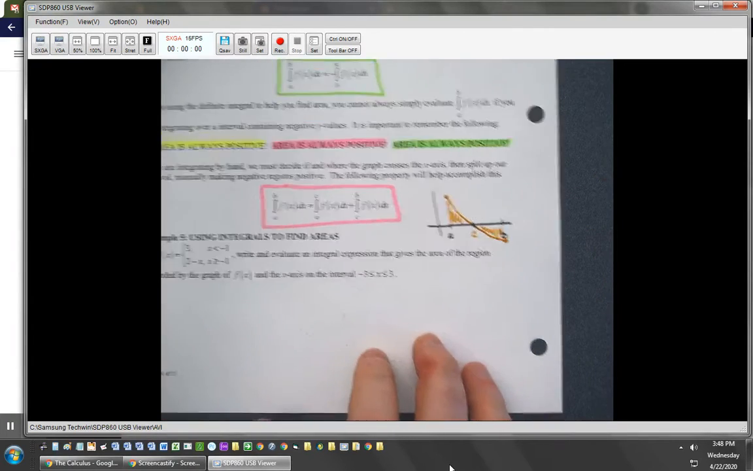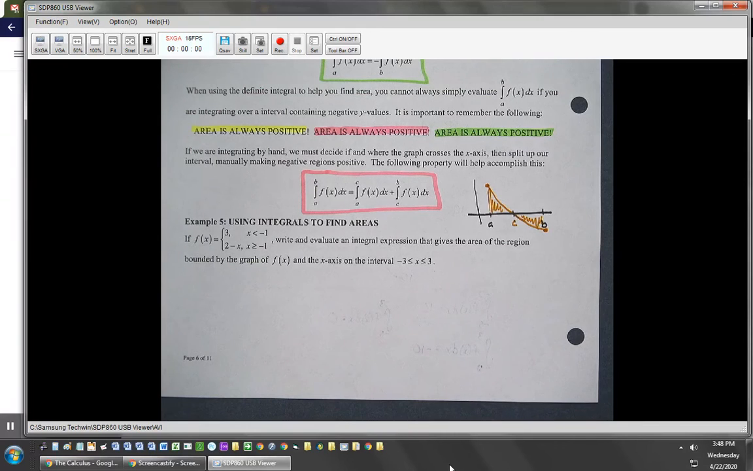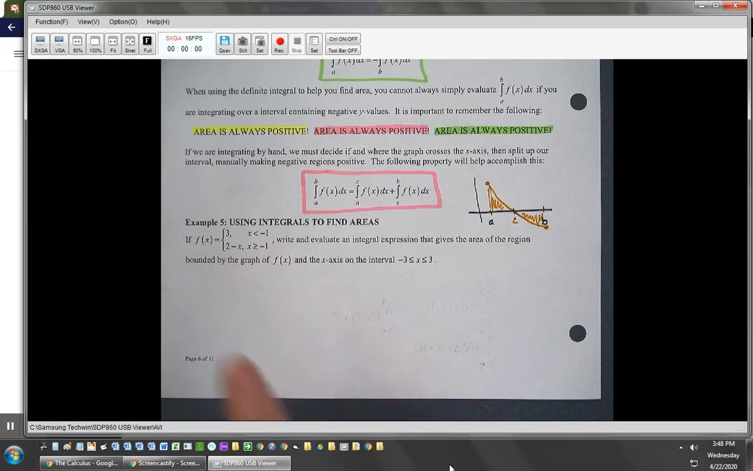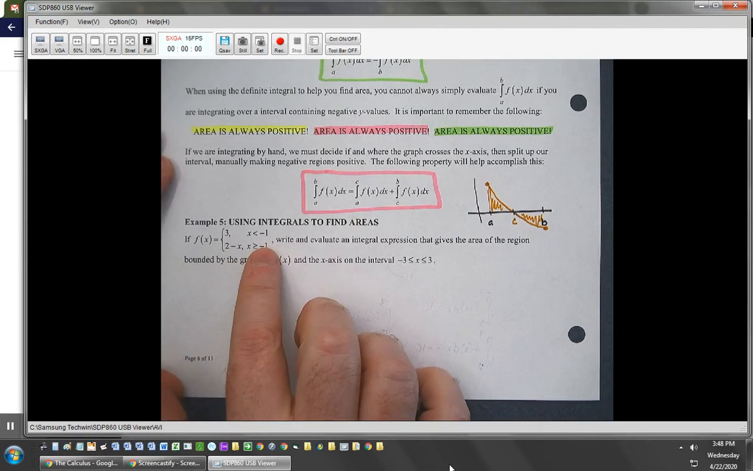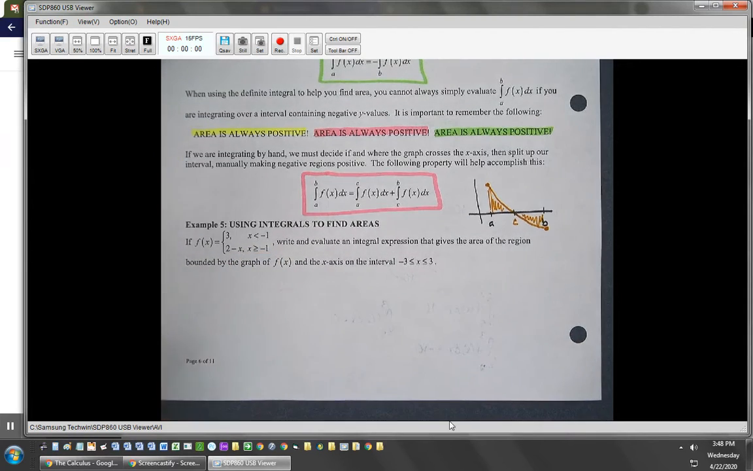Now, why would we ever need that? Well, here's a perfect example. We're looking at a situation where you have a piecewise function. Your function changes at -1. It has a totally different look. So I'm going to pause you here and have you make a little sketch of what's going on.